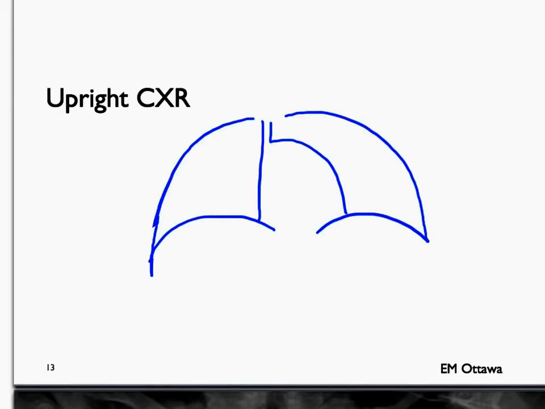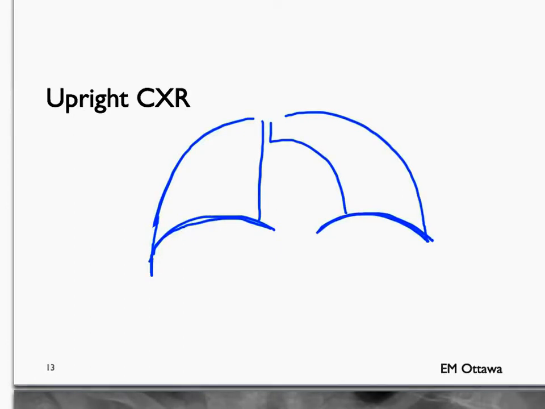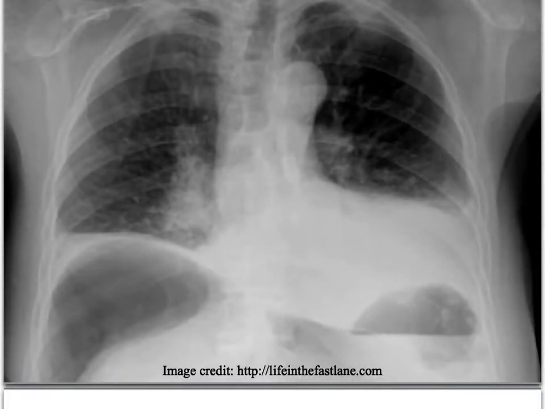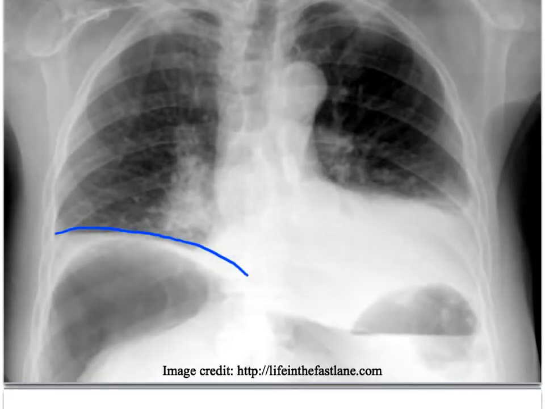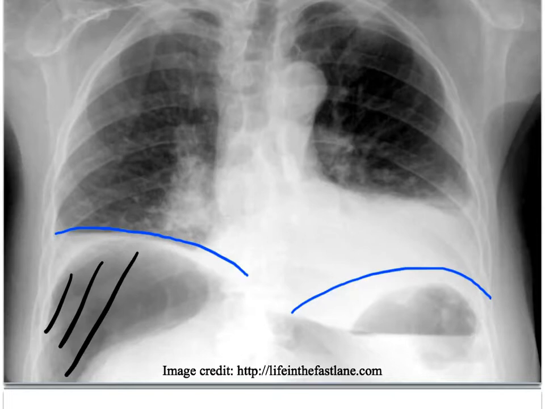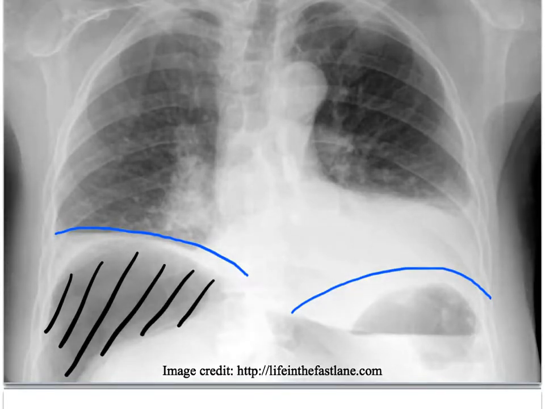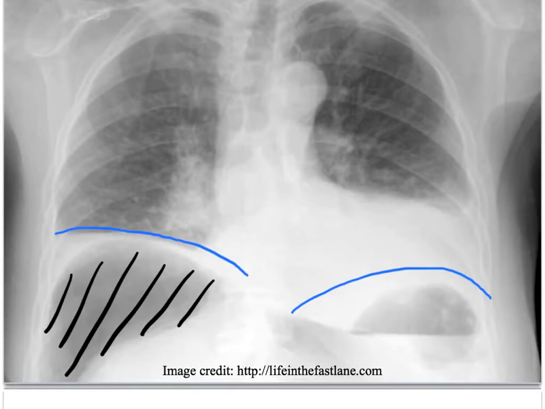So in this schematic, these two curved structures are diaphragms, and you want to look for free air underneath that on the upright chest X-ray. It may look something like this. So here is the diaphragm, and here's the diaphragm somewhere over here, which you can't really see very well. And the free air, as you can see very well, on top of the liver between the diaphragm, especially on the right side. It's hard to see free air on the left side.